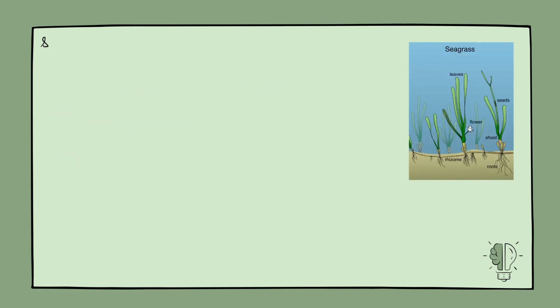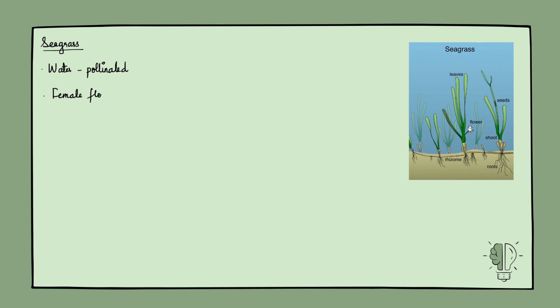Now there's also another example of an aquatic plant, which is seagrass. Now seagrass uses water for pollination. And if you look at the picture, you'll see that the female flowers are submerged within the water, and their pollen grains are also released into the water.